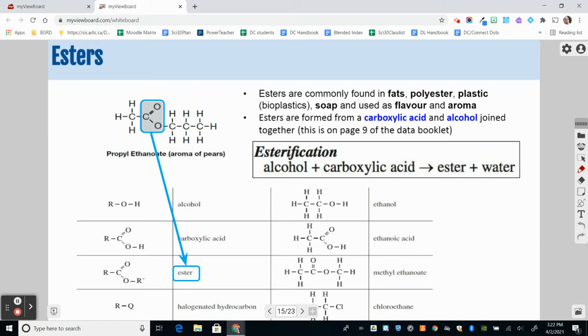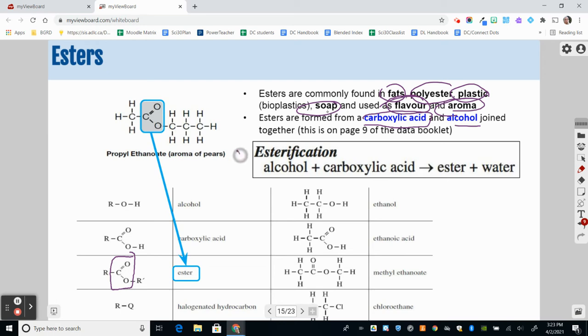Okay, esters. This is the next functional group we're going to look at. What is an ester? This is the next classification of organic compounds. These are found in fats, polyester, plastics, soaps. Most flavorings are esters, and smells, aromas. Esters have really strong smells, good and bad, but they are used in flavoring and to produce certain smells. They're formed from a carboxylic acid and an alcohol joined together.